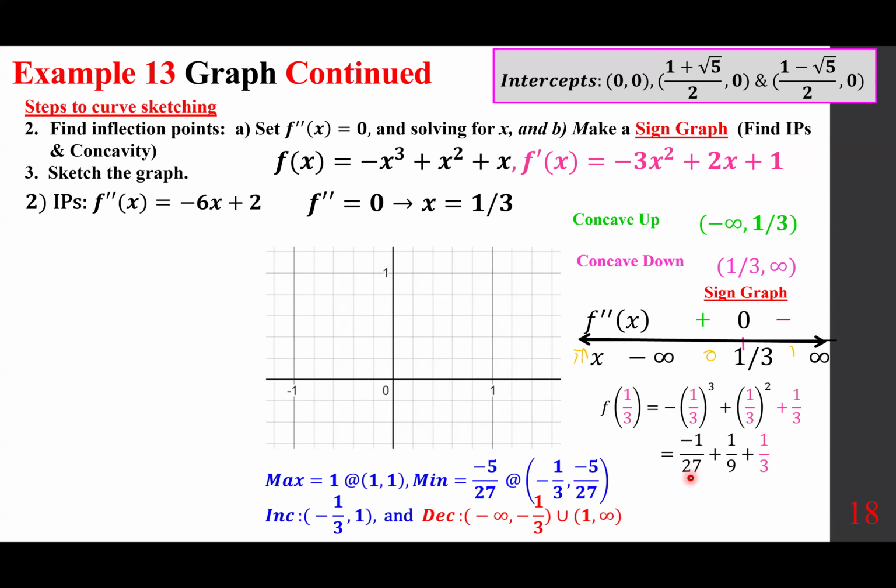We are ready to graph this, so we are going to write the summary. The x-intercept at 0, 0. Another one at negative 0.620. Another one at 1.620. The maximum occurs at 1, 1, and we put an arrow there because it's a maximum.